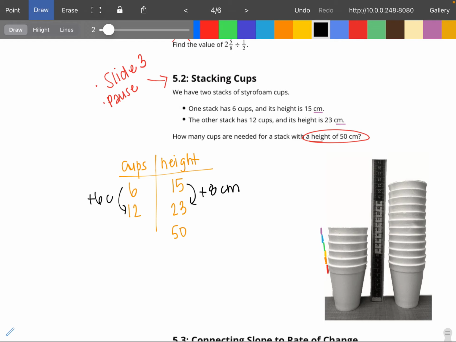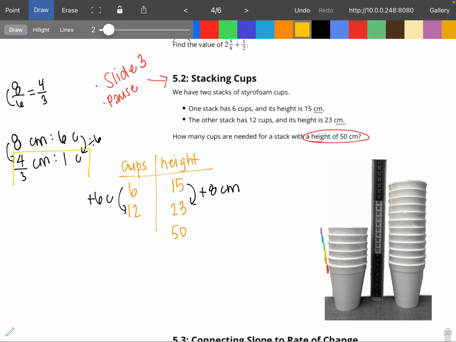So if I know that 8 centimeters is equivalent to 6 cups, I know that 1 cup is just 8 divided by 6, just an equivalent ratio problem, right? And 8 divided by 6 is the same thing as 4 over 3 centimeters, because 8 over 6 equals 4 over 3. So I know that 1 cup gives me 4 over 3 centimeters.